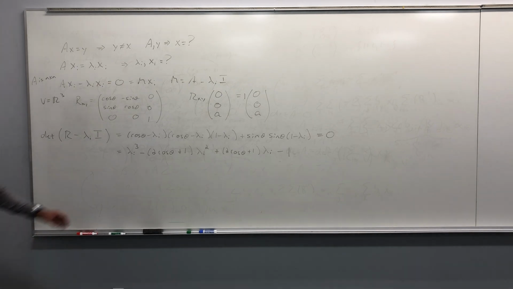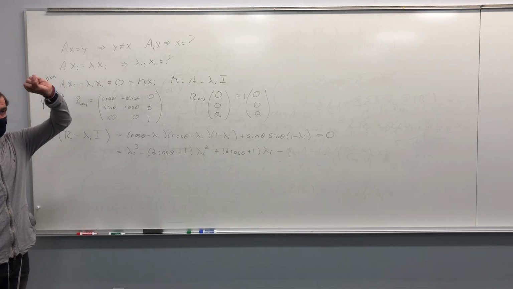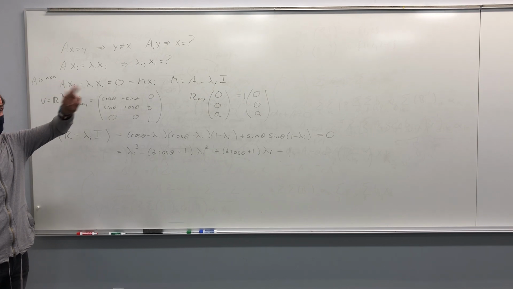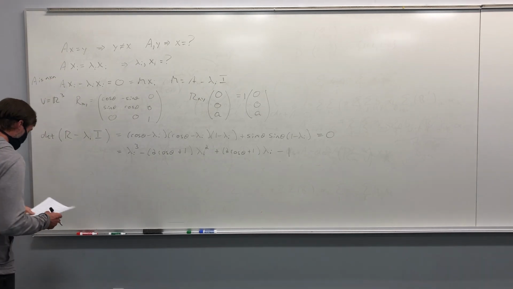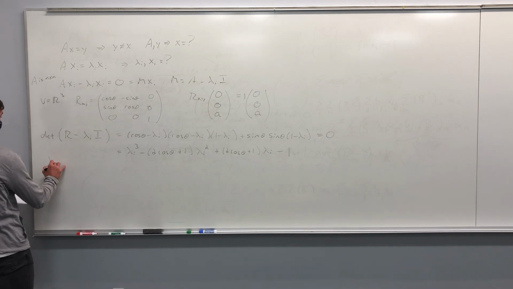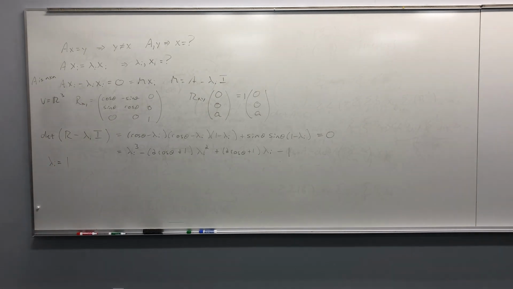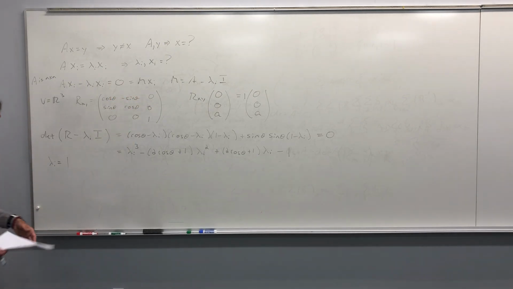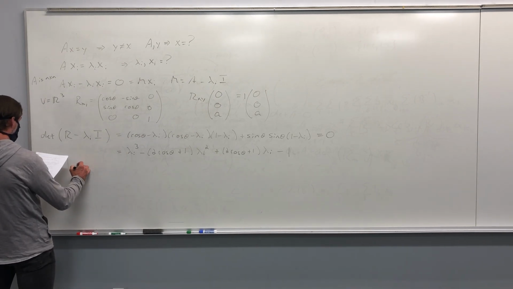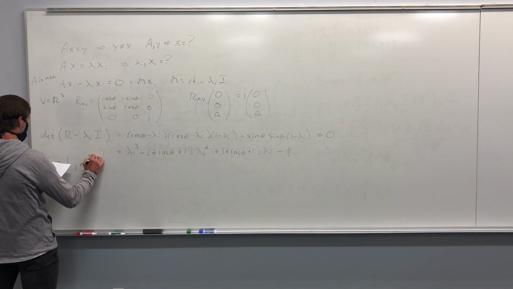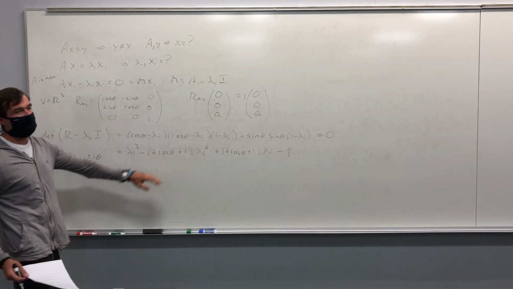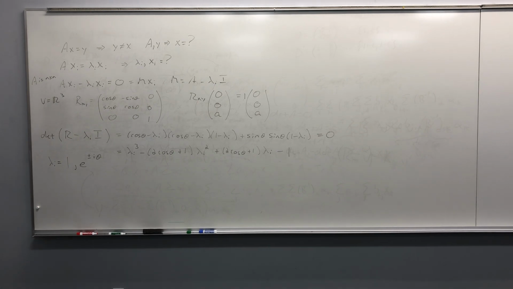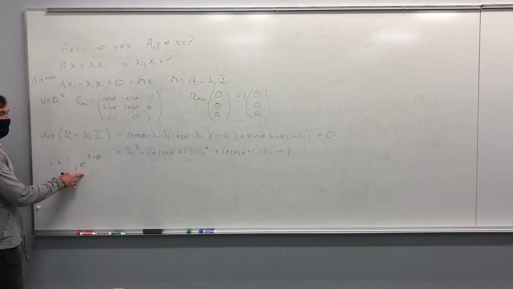We've got a cubic in lambda i, so we expect 3 solutions. They could all be the same, but we expect 3 solutions. So what are they? Well, first of all, 1 is a solution, reflecting what we had from our intuition. Moreover, e to the plus or minus i theta solves this, which you can piece together in your head. Each of these corresponds to an eigenvalue.